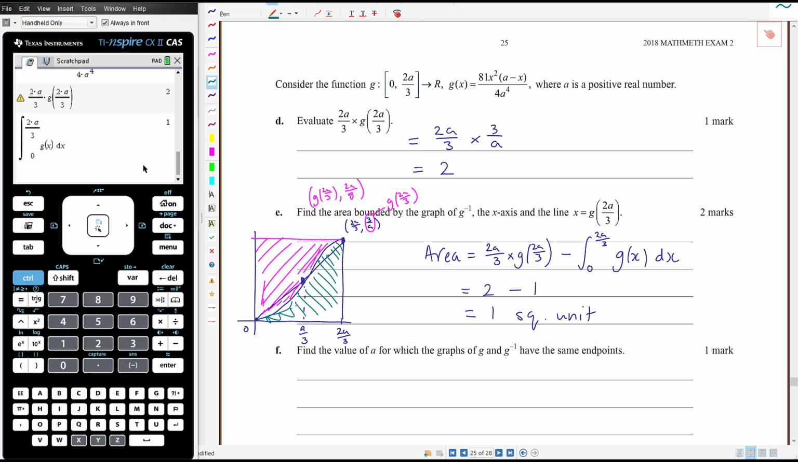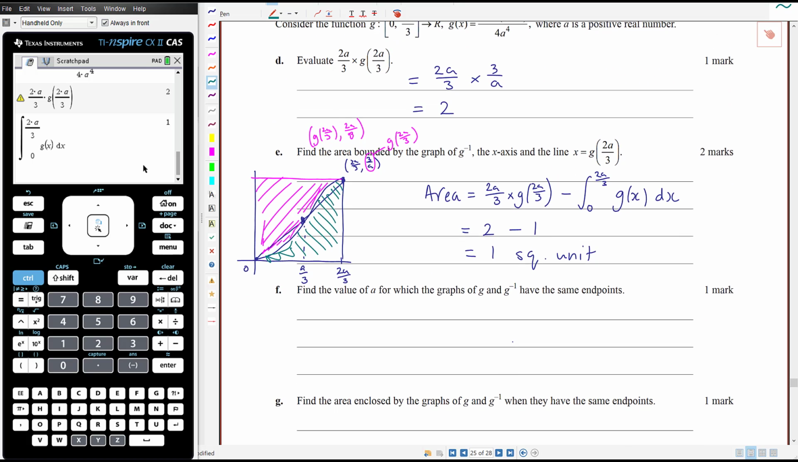Find the value of a for which the graphs of g and the inverse of g have the same endpoints. Okay, so that will happen if the coordinates are equal to each other, so if 2a/3 is equal to 3/a. They'll have the same endpoint if, when you switch x and y, you still have the same point. If we solve that, 2a/3 equals 3/a, we find that a is equal to plus or minus 3√2/2.